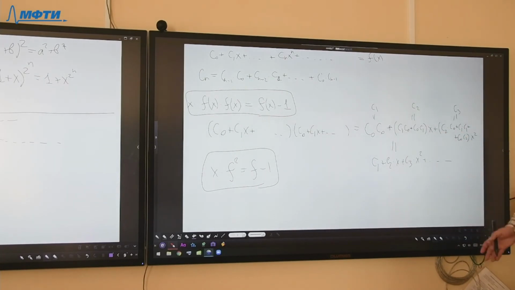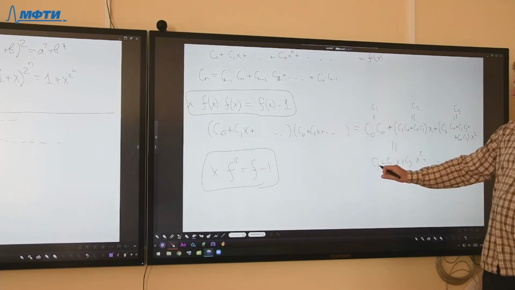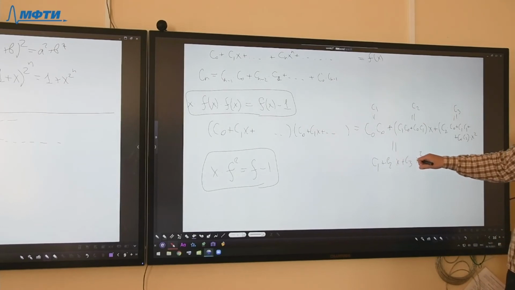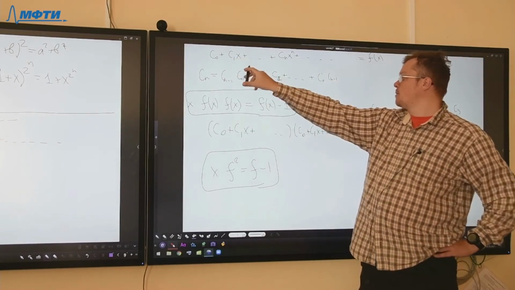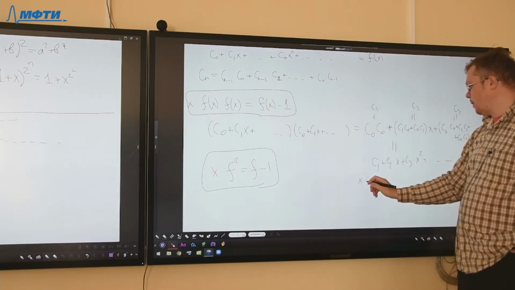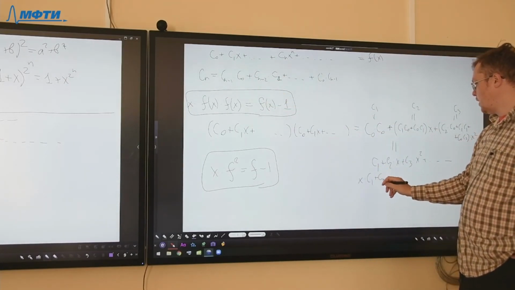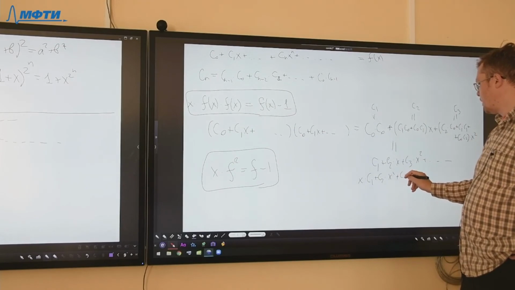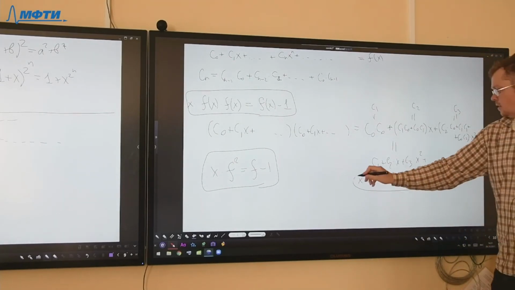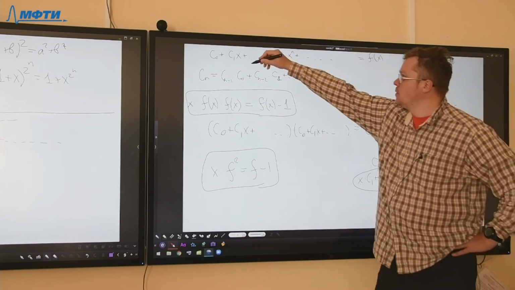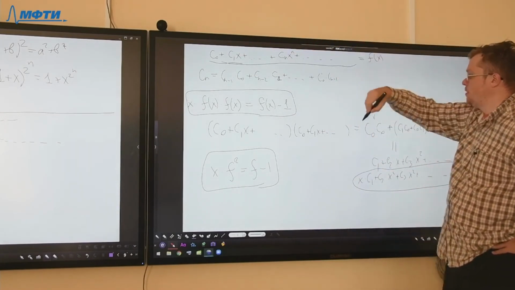Excuse me. Why did you multiply by x, f(x) times f(x)? Because of here x. I have c1 plus c2 times x plus c3 times x squared, and here I have c0 plus c1 times x plus c2 times x squared. So I need to multiply it by x, so they will have the same powers as in f(x), because this is equal to this one except for c0.